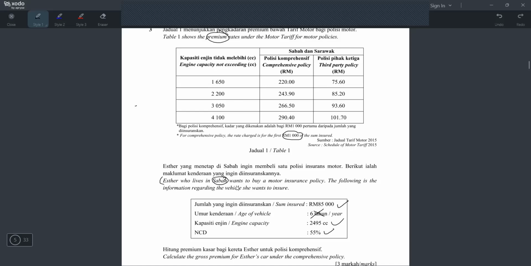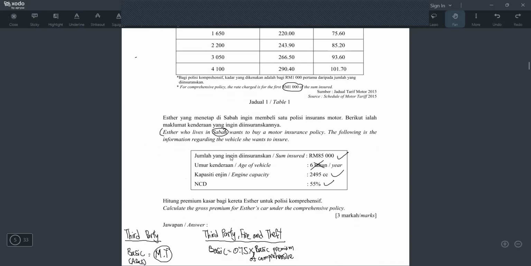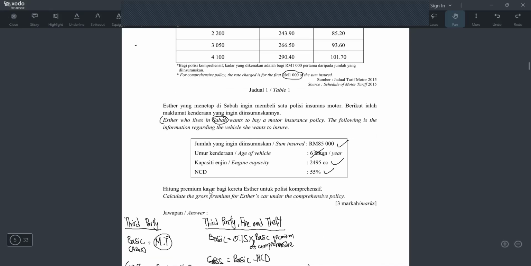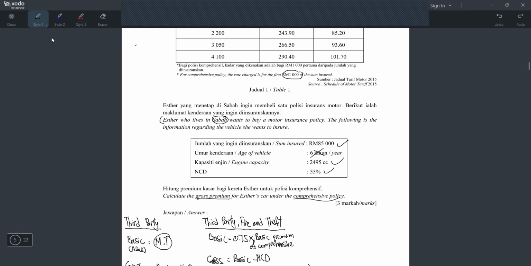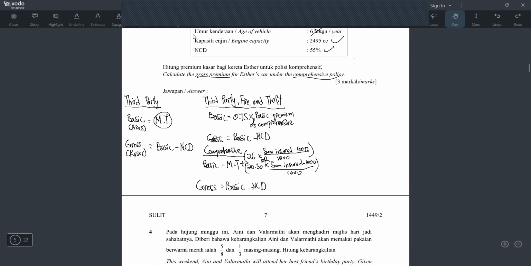Okay. The following is the information regarding the vehicle she wants to insure. So this is the information. Okay, they give us the sum insured, age, engine capacity, NCD. Now they say calculate gross premium. Gross premium is premium CASAR. Premium CASA. So definitely I have to find my basic premium first and then minus the NCD, then to get the gross premium. So calculate the gross premium for Esther's car under comprehensive policy. You tell me which formula I use. Comprehensive, of course this one, right?